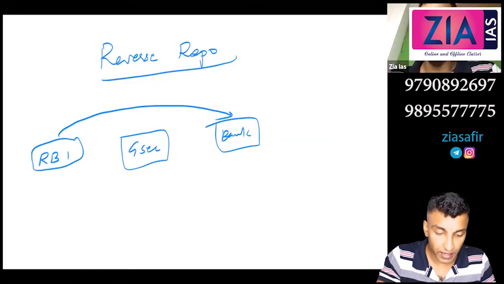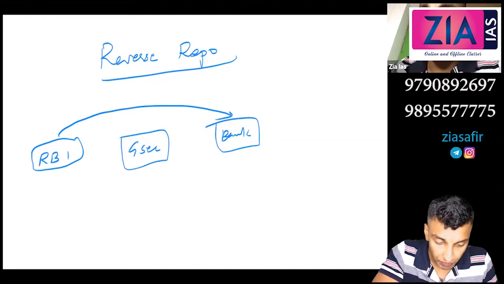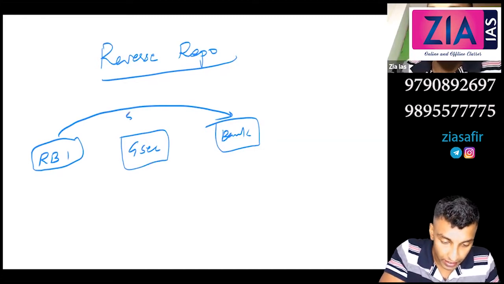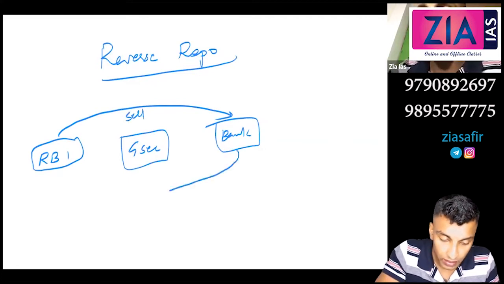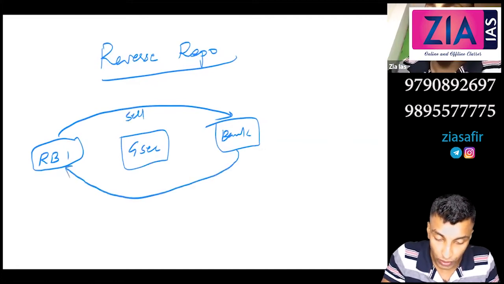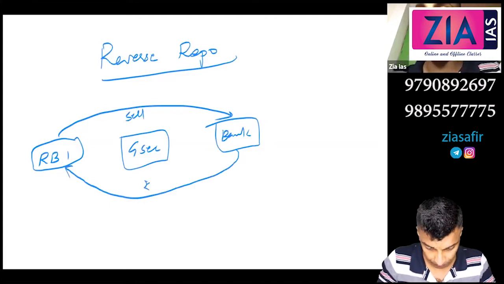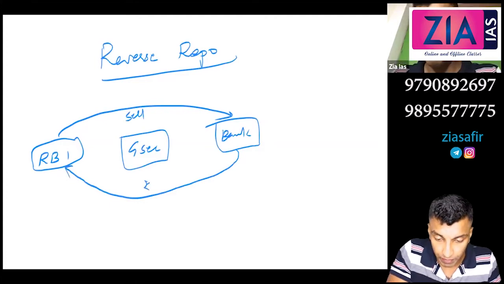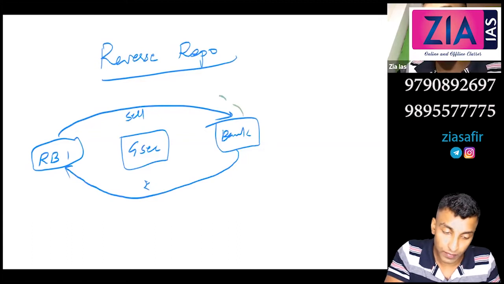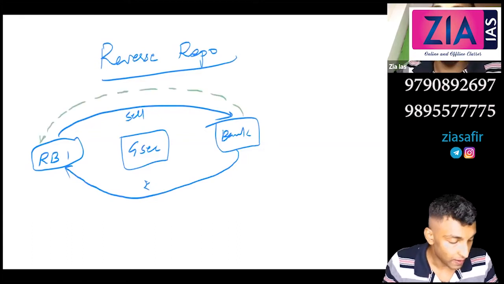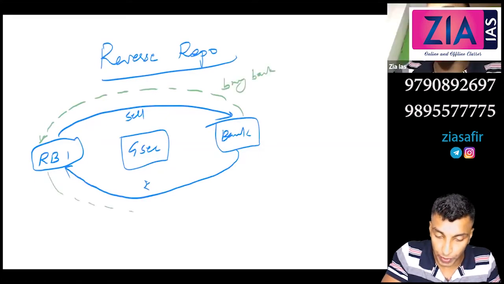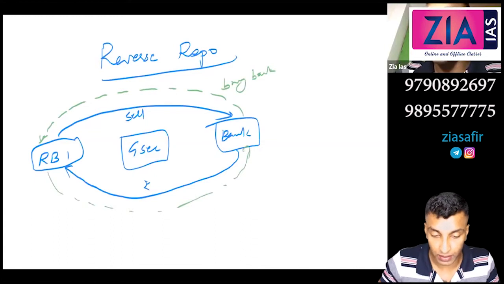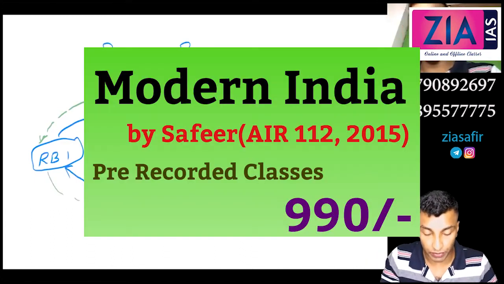Okay, so what I'm saying is, the government security only, RBI will sell, right? What is the agreement? What will banks give to RBI? Rupee, right? What is the agreement? It will be repurchased, right? That means there will be a buyback. So RBI will give rupee to bank. So this is what reverse repo is.